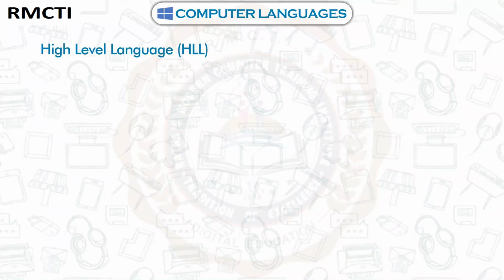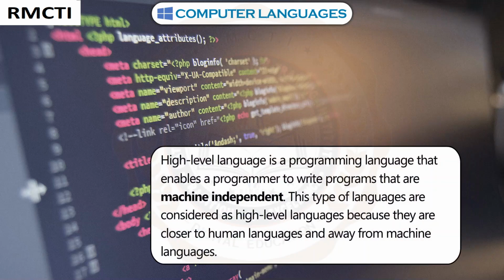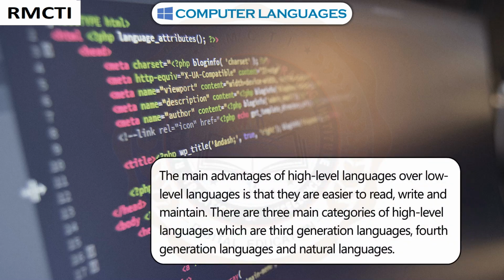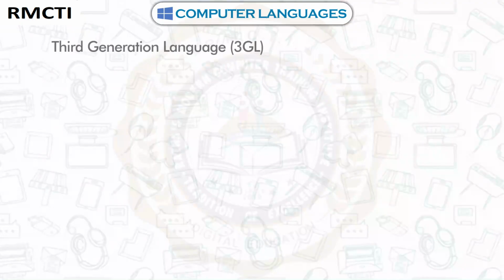High-level language, HLL. High-level language is a programming language that enables a programmer to write programs that are machine independent. These types of languages are considered high-level languages because they are closer to human languages and away from machine languages. The main advantage of high-level languages over low-level languages is that they are easier to read, write, and maintain. There are three main categories of high-level languages, which are third-generation languages, fourth-generation languages, and natural languages.